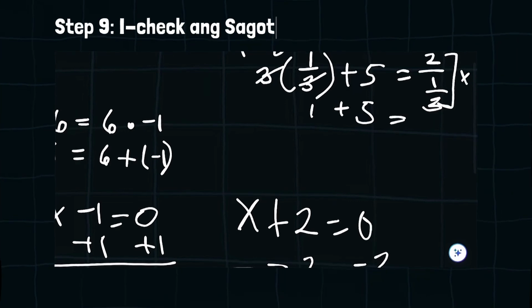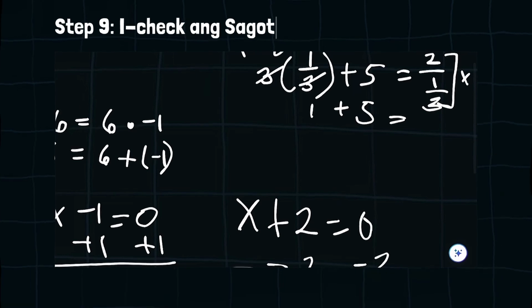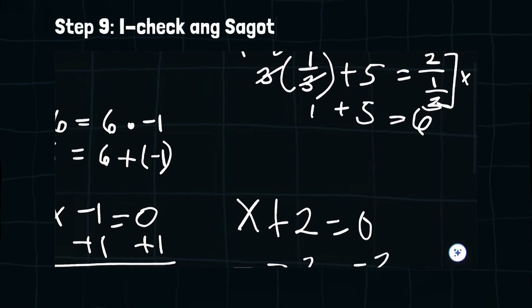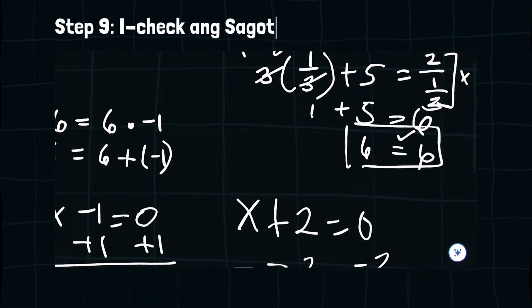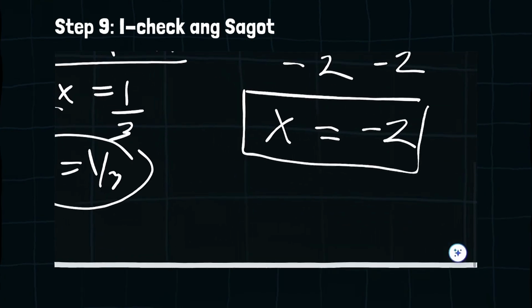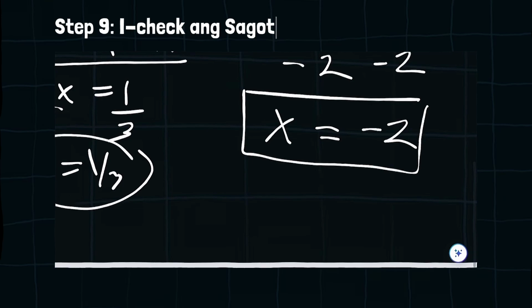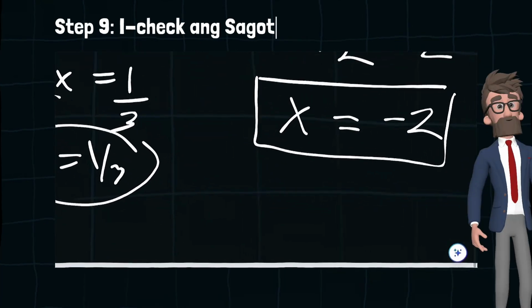On the right hand, we have 2 times the reciprocal, which is yung kabaliktaran ng 1/3 na 3 over 1. It will become 6. As we see, 6 equals 6. We have a balanced equation. Then it is correct. Pag-check ng x equals -2, ilagay ang x equals -2 sa original na equation.